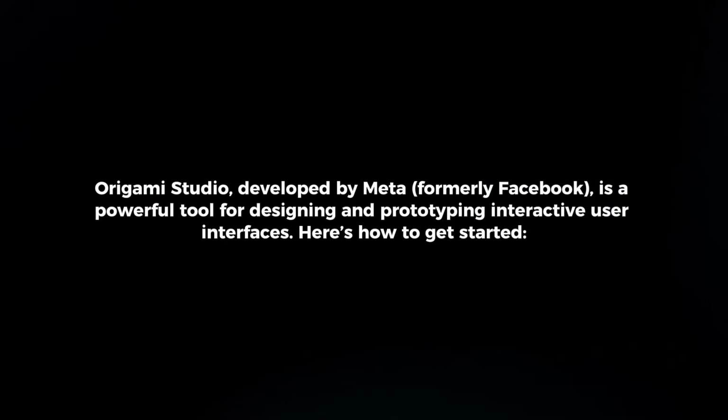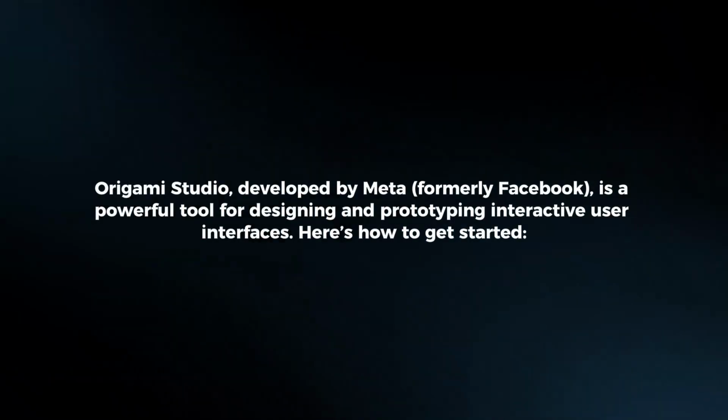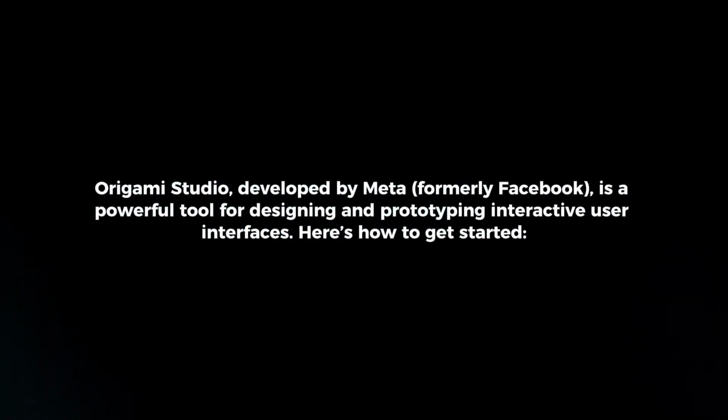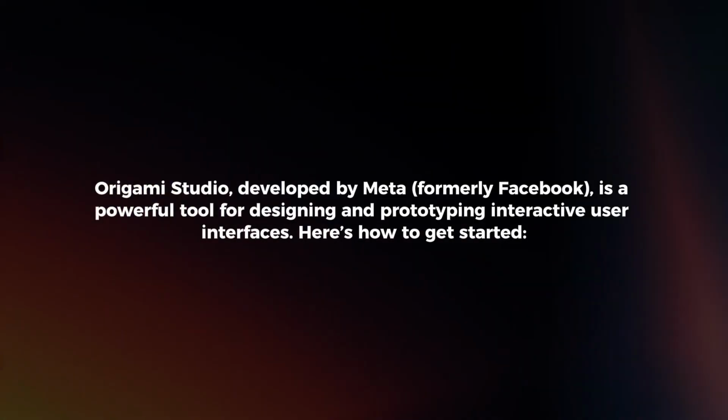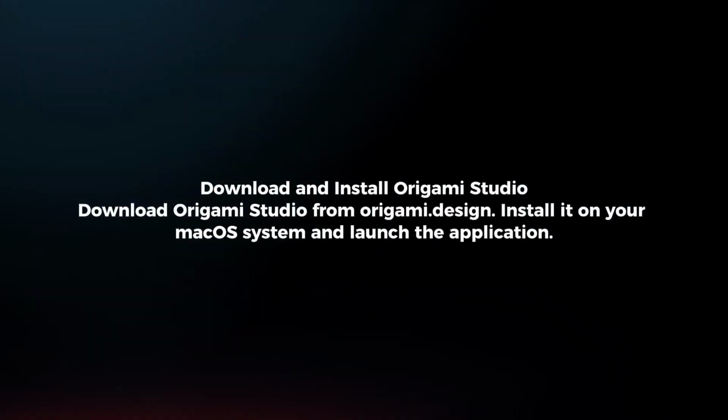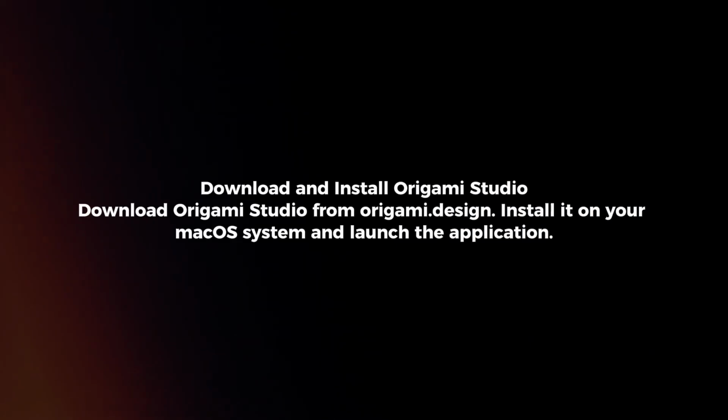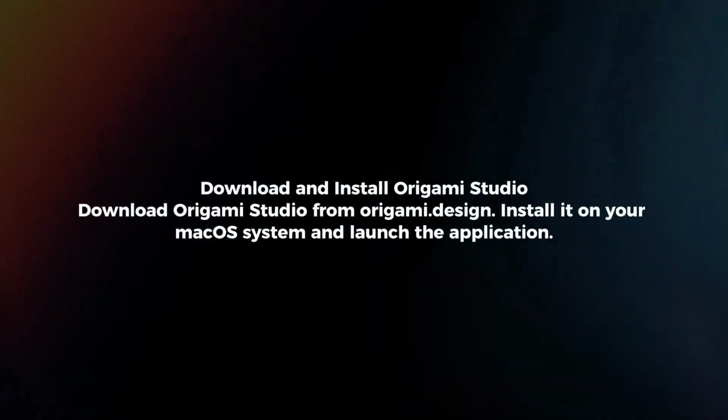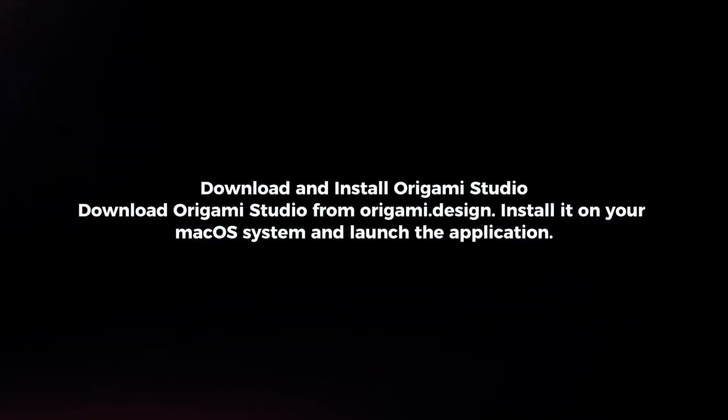Origami Studio, developed by Meta, is a powerful tool for designing and prototyping interactive user interfaces. Here's how to get started. Download and install Origami Studio. Download Origami Studio from origami.design. Install it on your macOS system and launch the application.